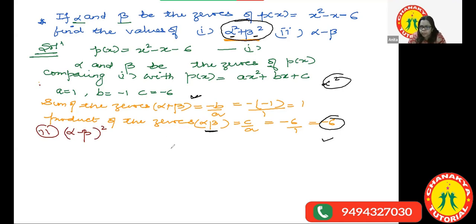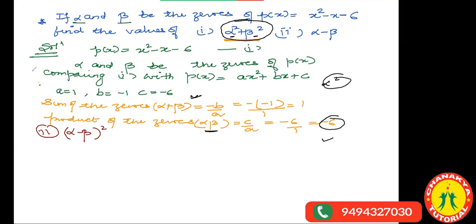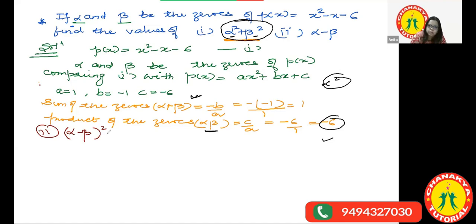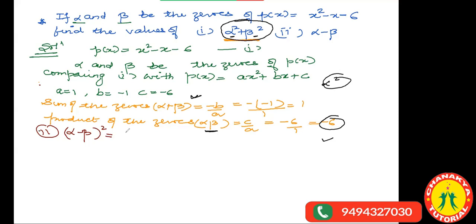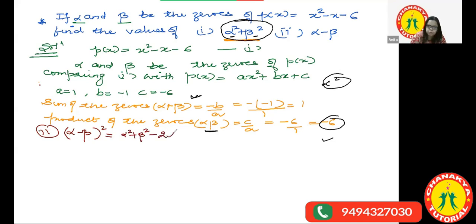Now, who will tell this identity? Shan, unmute yourself. Okay, tell me this identity: alpha minus beta whole square is equal to alpha square plus beta square minus 2 alpha into beta. Yes, very good. Minus 2 alpha beta.